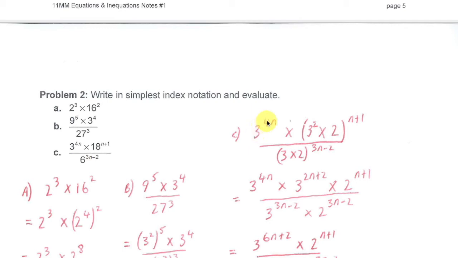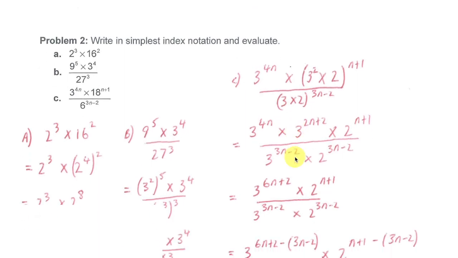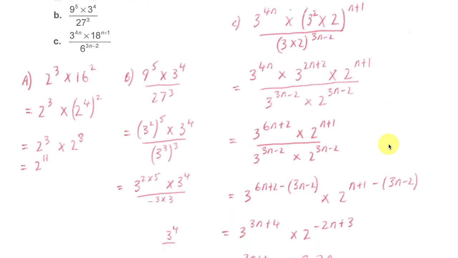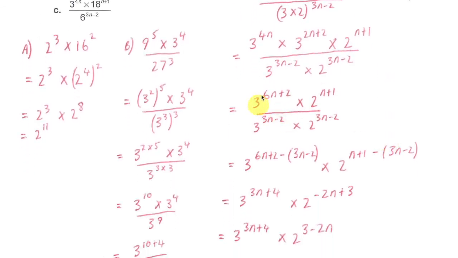So 3 to the power of 4n, that's fine. This is 18 to the power of n plus 1. So the 18 is 9 times 2, and the 9 can be written as 3 squared. 6 can be rewritten as 3 times 2. So expanding out, as you can see here, and then obviously what I'm interested in is simplifying. So I have at the top line 3 to the power of 4n plus 2n plus 2, which is 6n plus 2, multiplied by 2 to the power of n plus 1 over what you see here.